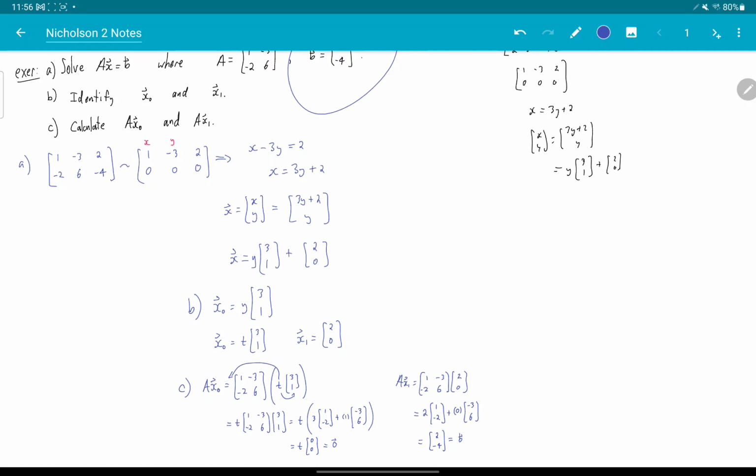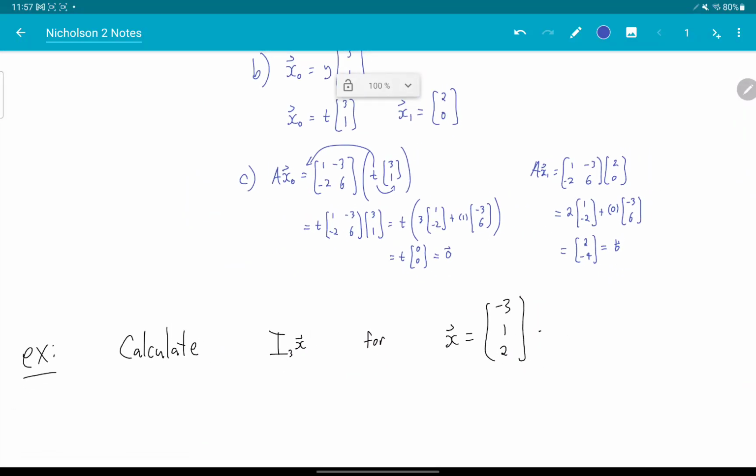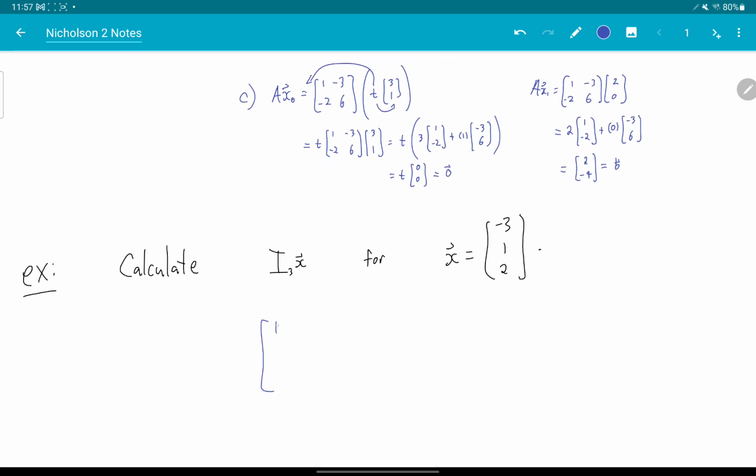Okay. Now, some extras here. I want to think a bit more about the identity matrix. I want to point out an important property: when you take the identity matrix, in this case the 3x3 identity matrix, and you multiply by a vector, what do you get?